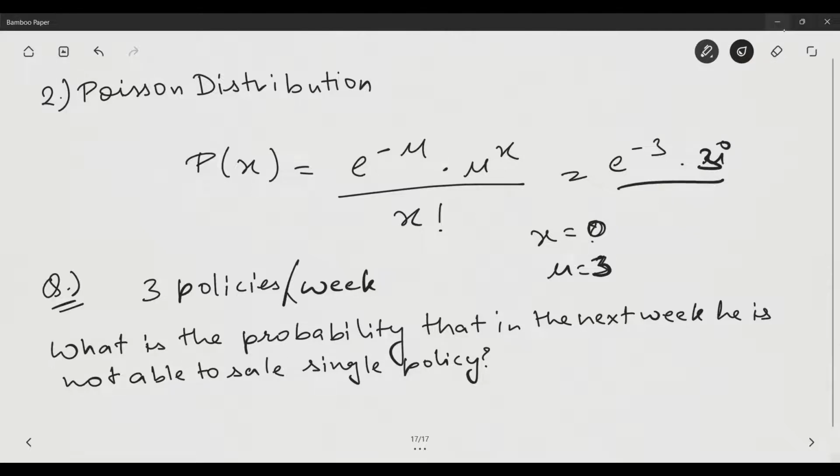So 3 to the power 0, and 0 factorial. Okay, how did you get 3 upon 7, man? And how did you get 1? I said not a single insurance policy. So X will be 0 and mu will be 3. So this number is already given over here. Okay, so is this Poisson distribution clear to everyone, or should I take one more example to make you understand?